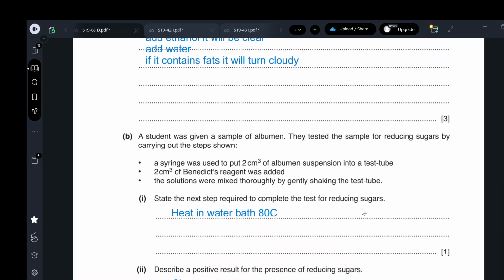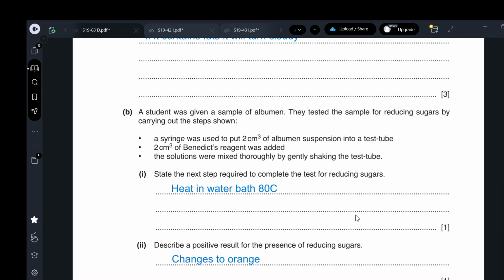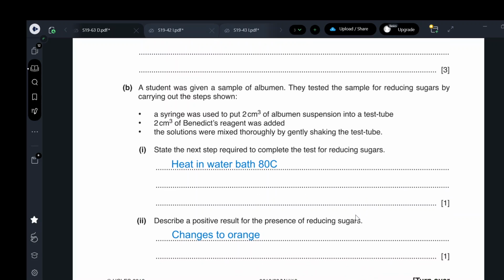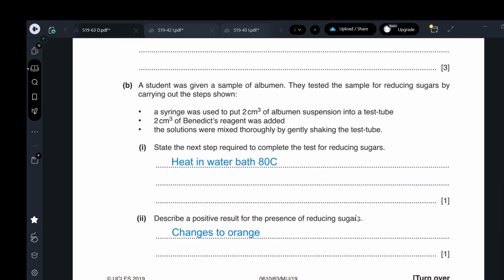What is the positive result for the reducing sugar? Easy. The color changes from blue to green, yellow, orange or red. It changes from blue to any color. Yellow, green, orange, red, anything is correct.